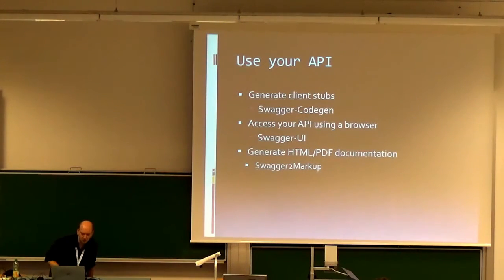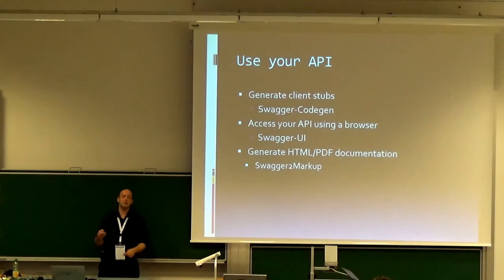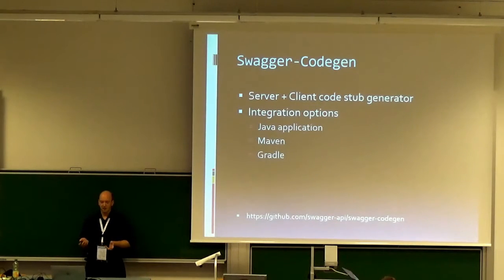In the next step, we want to use the API. So we want to generate the client code stubs, so we can use them in our application, access the API with the browser using the Swagger UI, and generate HTML and PDF documentation using Swagger markup. So Swagger-Codegen allows to generate server and client code. We already had this, and we can integrate it into build jobs.